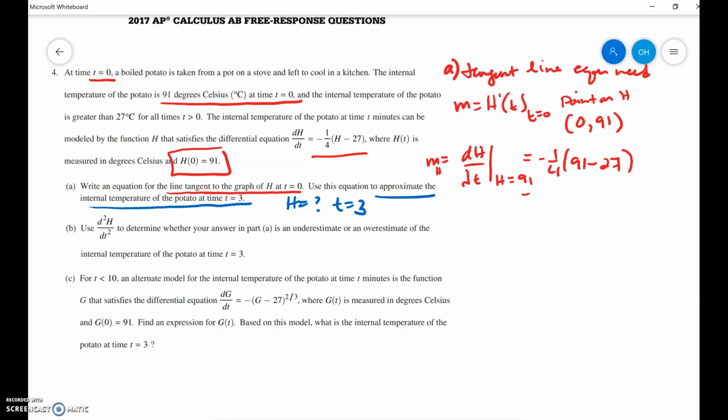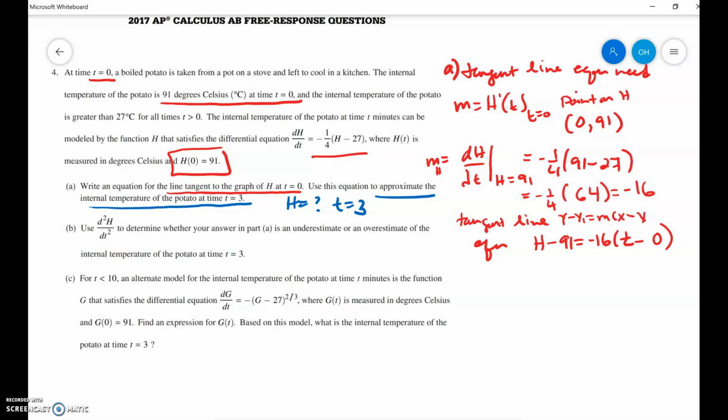Okay, so we end up with negative 1/4 times 64, which ends up giving you negative 16. So now I have the slope. So my tangent line equation is going to be h minus 91 is equal to negative 16 times t minus 0. Okay, I'm just doing y minus y sub 1 equals m times x minus x sub 1.